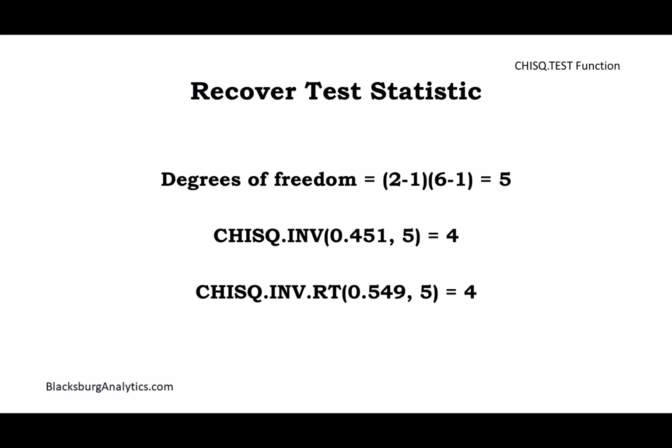The chi-square test statistic can be recovered using CHISQ.INV or CHISQ.INV.RT as explained above. This test has 5 degrees of freedom. For this example, the chi-square test statistic is 4.